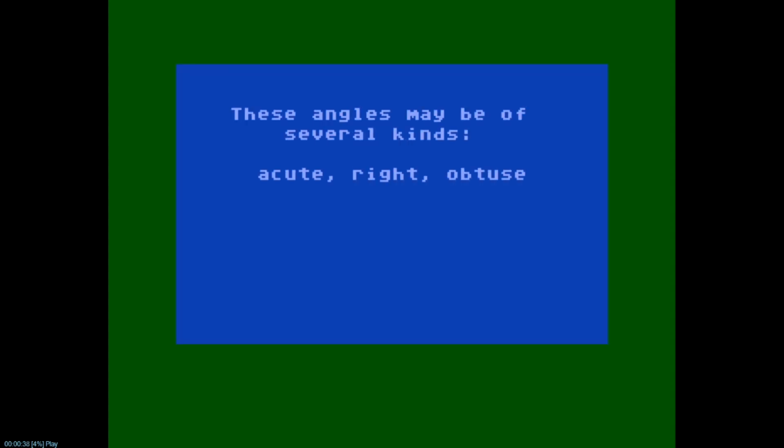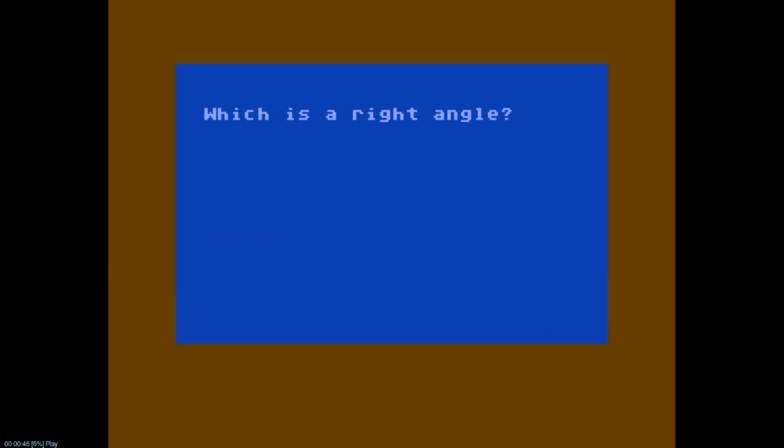Yes, of course. And these angles may be of several kinds, like acute angles, right angles, and obtuse angles. Which of these is an acute angle? Yes. For more review on geometry, study the MG series of programs. Do you remember which of these is a right angle? Yes. A right angle is formed by the intersection of 2 perpendicular lines, which form 4 equal angles.